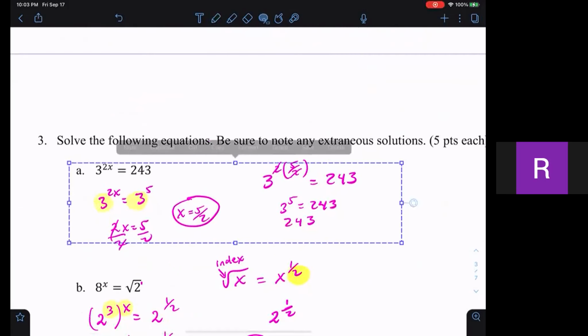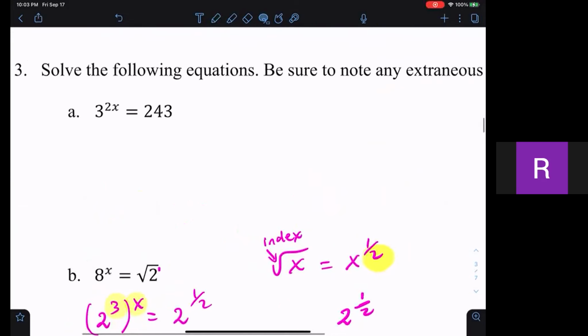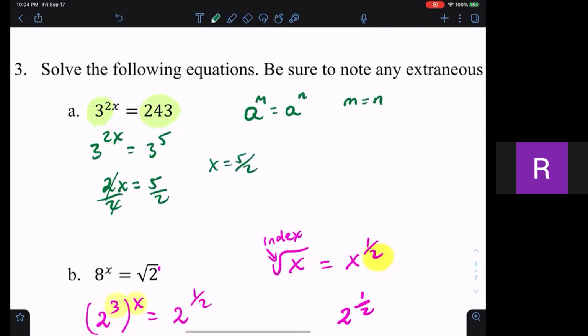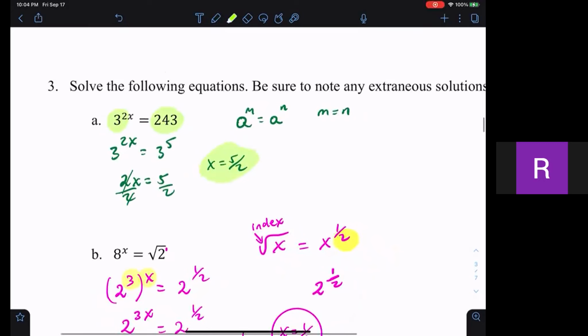A lot of these problems we did in class, so I'm going to go over them really quick. Here, the trick with exponential functions is that I have to make them the same base. So this is 3 to the 2x, and we said in class that this is 3 to the 5, because 3 to the 5 is 243. Once you have this situation, you set the exponents equal to each other, so m equals n. In this case, 2x equals 5. Divide by 2, and you get 5 halves. That's all you have to do. And you have to look for extraneous solutions. There's only one solution. If you plug that in, that gives you 243.